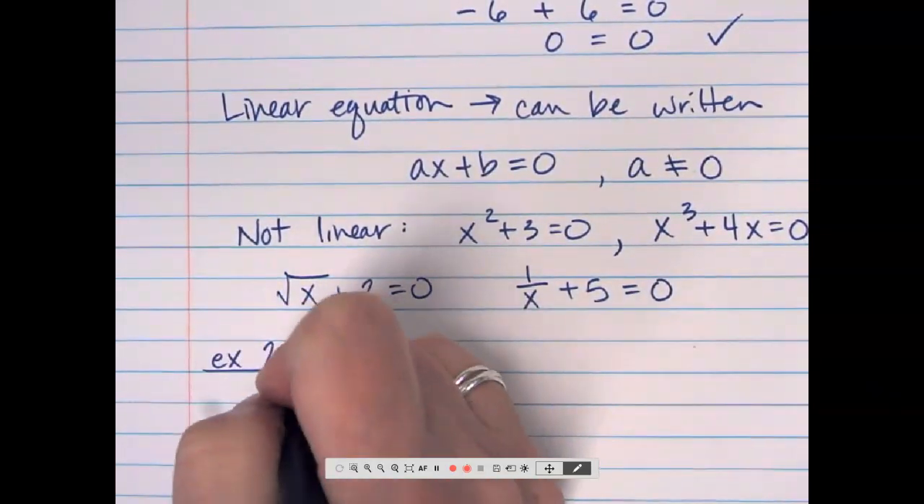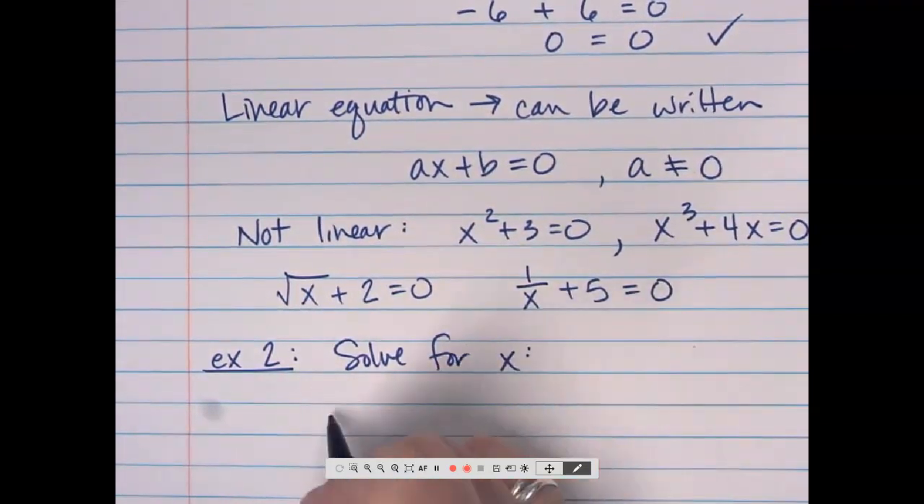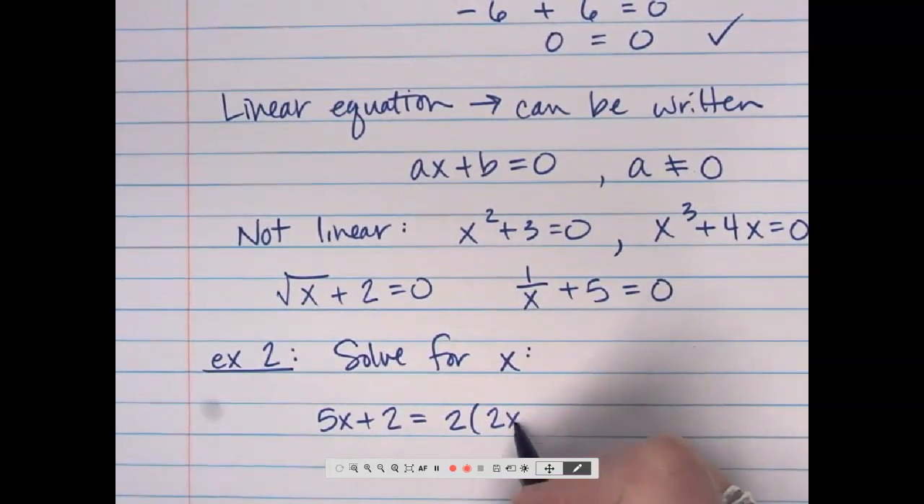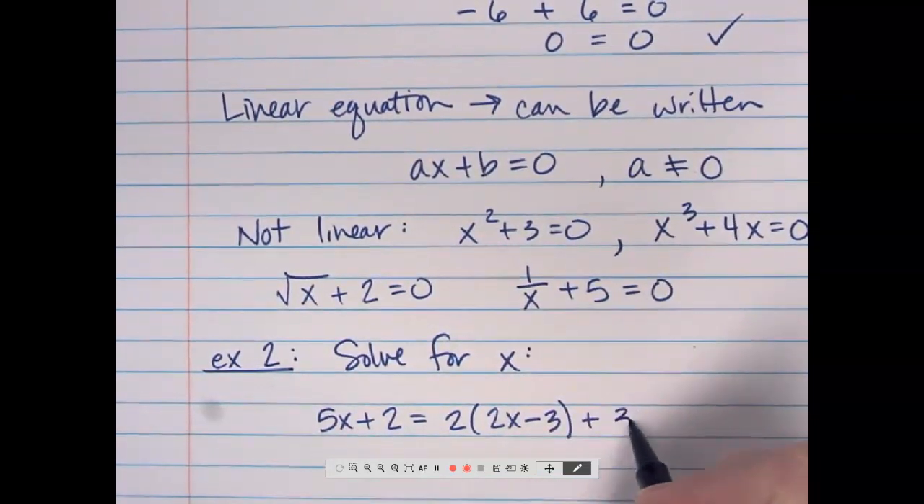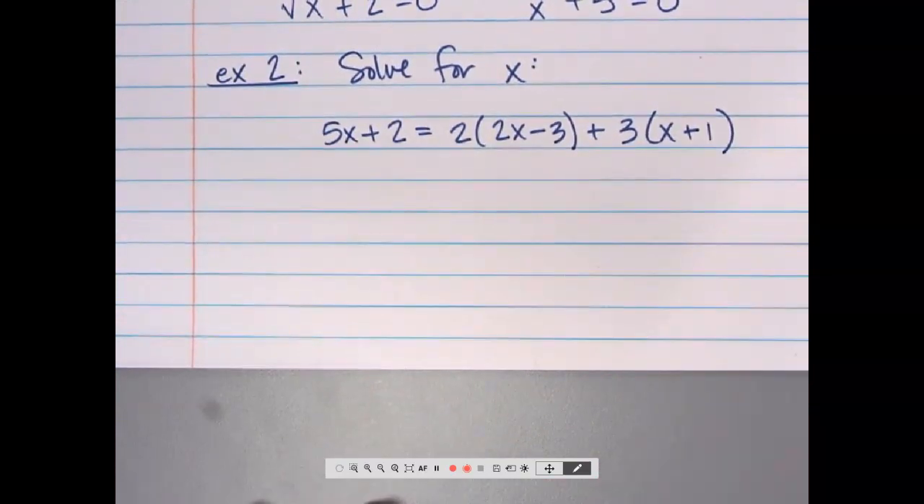Okay, example 2. Solve for x. 5x plus 2 equals 2 times (2x minus 3) plus 3 times (x plus 1). Okay, I'm going to let you work through that. I'm going to freeze my screen and I'll work through it too, and then we'll compare. Because this, I mean, you've been doing these for years, right? We're just trying to get those wheels turning again. So I'm going to freeze this. And we'll work them individually. You can talk to your neighbor about it, compare, and then we'll all compare at the end.